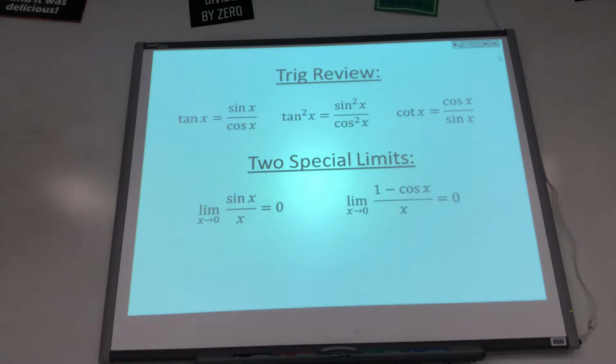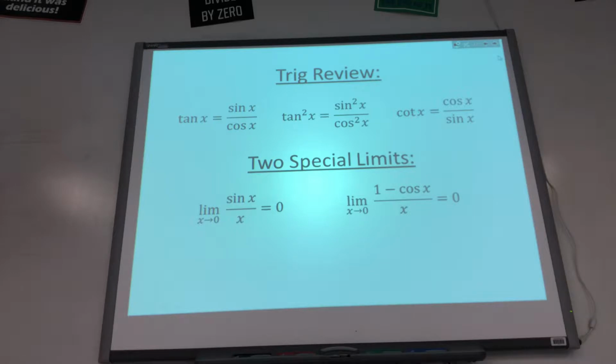The other one that we use a lot, which is also nice, is this one. It's the limit as x approaches 0 of 1 minus cosine of x all over x, and that also turns into 0. Again, they're just nice to use because they equal 0. So if we can use those in our problems, then 0 is pretty darn easy to work with.